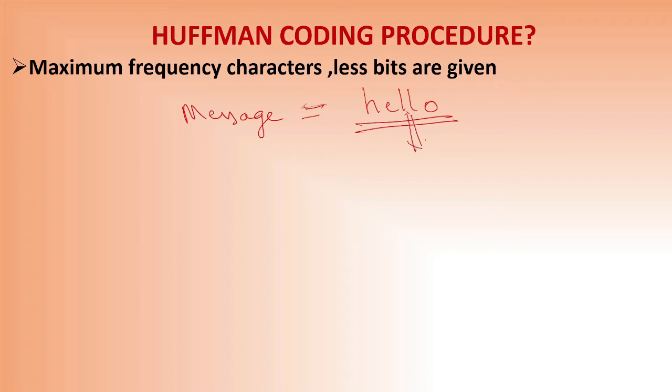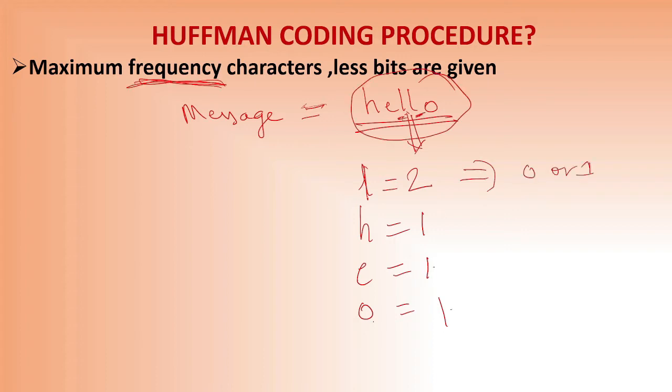Why? Because L is coming 2 times. So the frequency of L is 2. Frequency of H is 1. Frequency of E is 1. And frequency of O is 1. So here the maximum frequency character is given fewer bits. So for L, using Huffman coding, only one bit will be given, either 0 or 1. Just an example. So fewer bits are given for L.